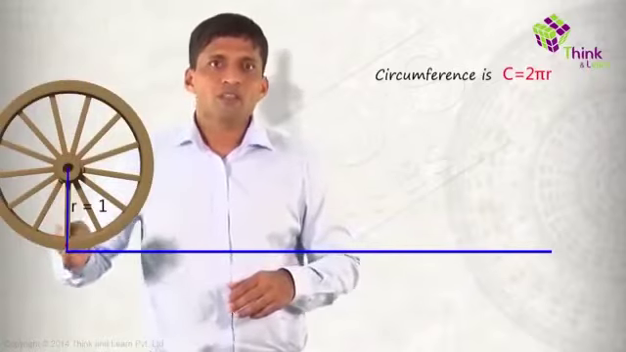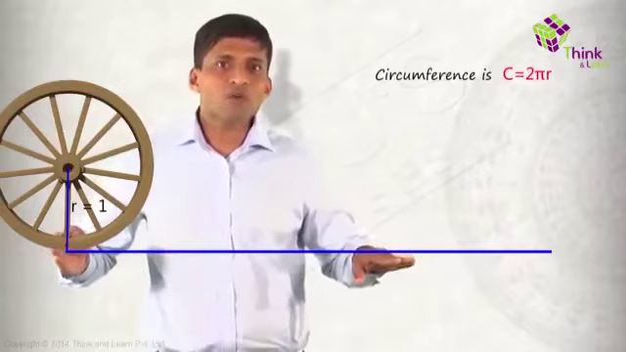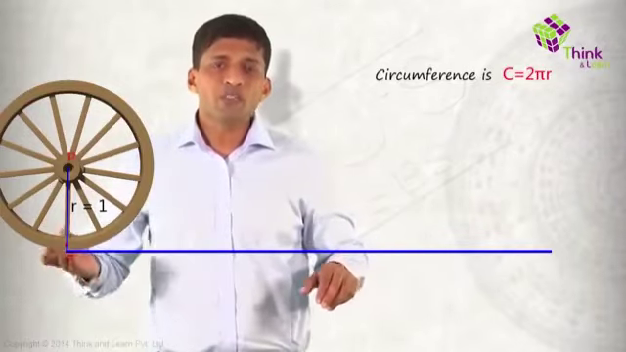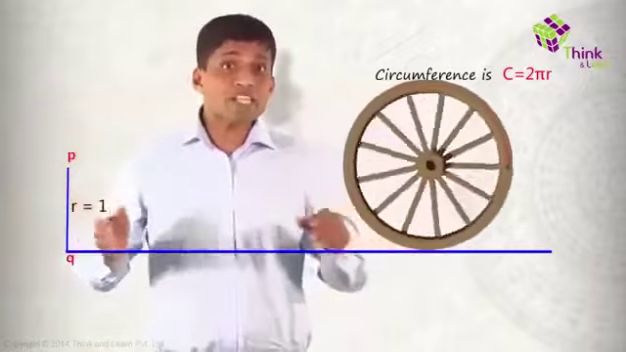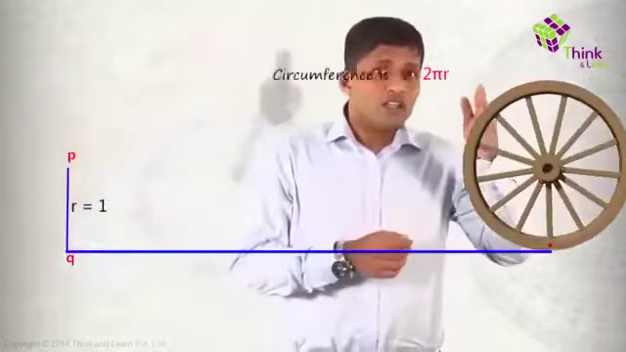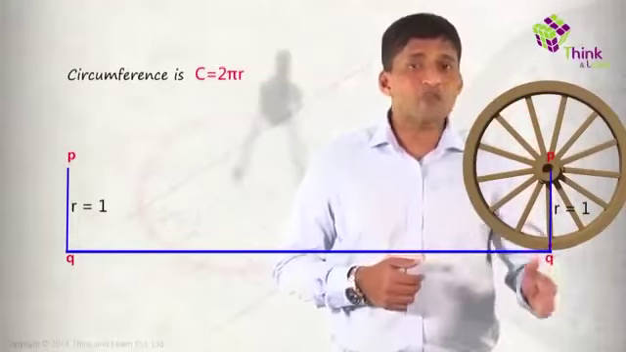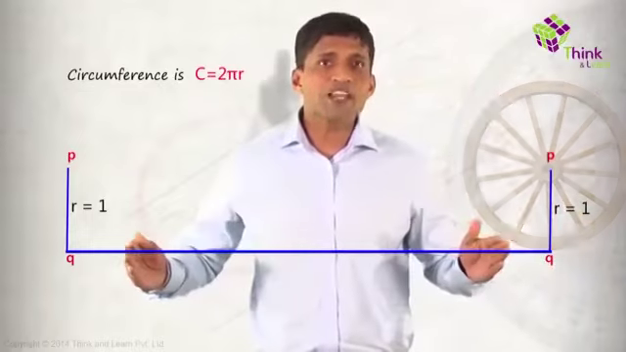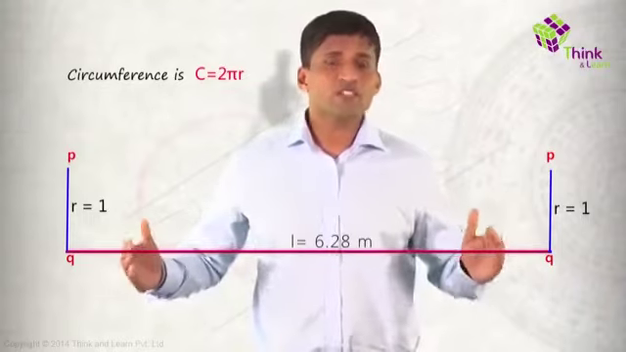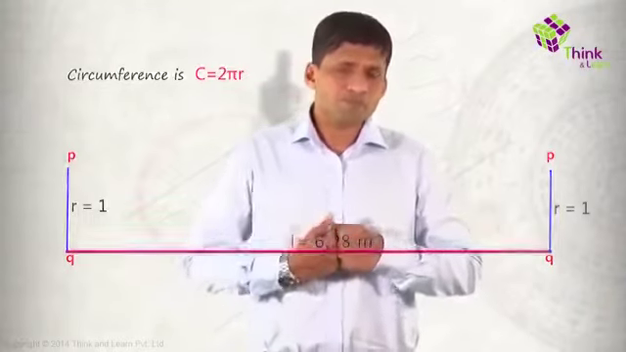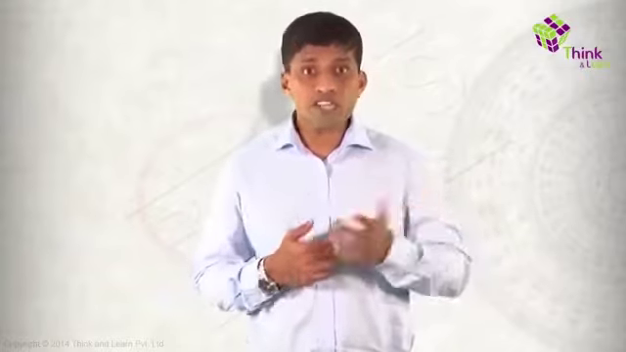One more interesting way of looking at this is to take a circular wheel with radius 1. If this radius is perpendicular to the ground, let me name this PQ. Just push the wheel, so the wheel will rotate. By the time it completes one rotation, where PQ is at the same position again, that is at 90 degrees with the ground, if you measure this distance, it will be 6.28 into 1. That's why it will be 6.28 meters. So that's how we can visualize the circumference.